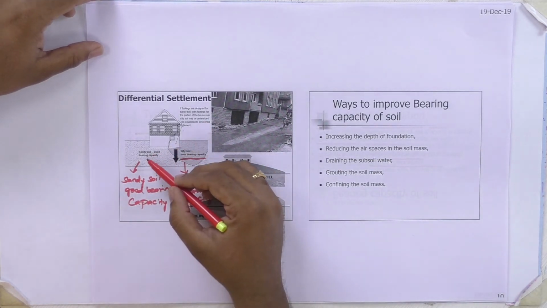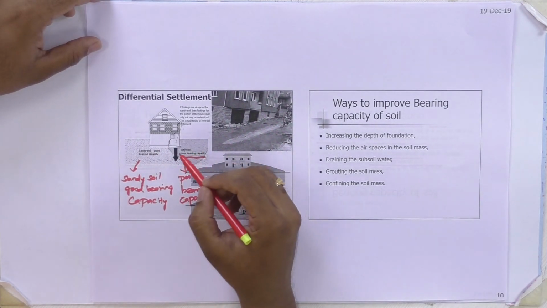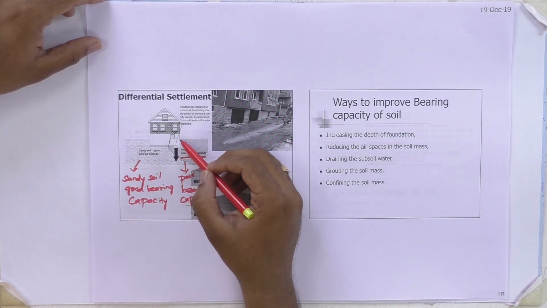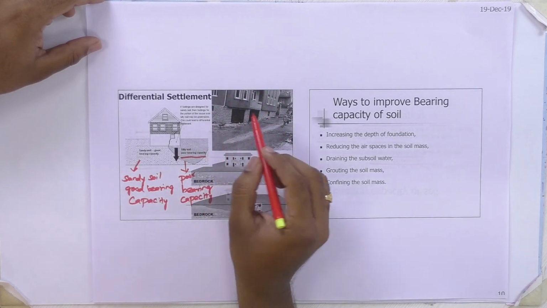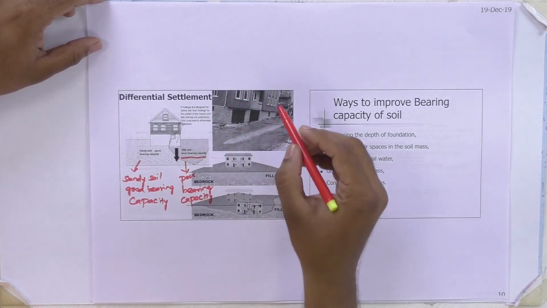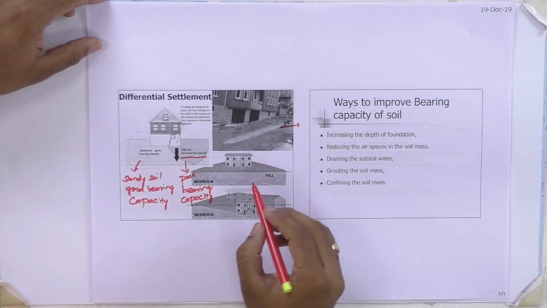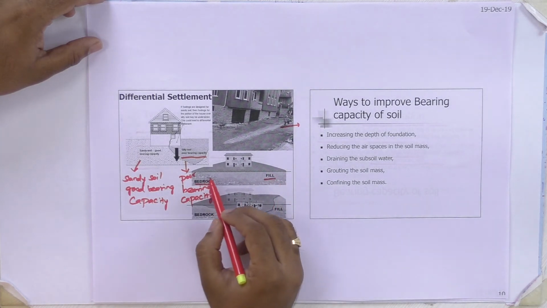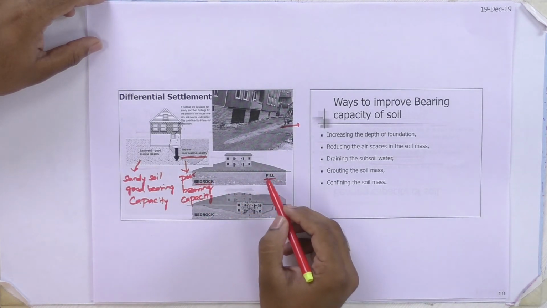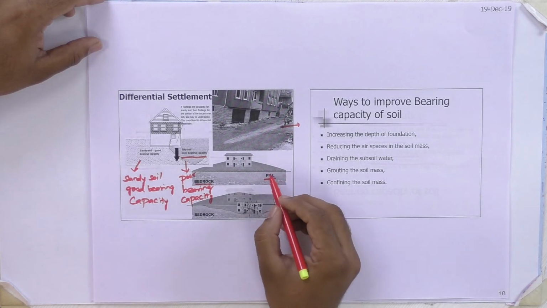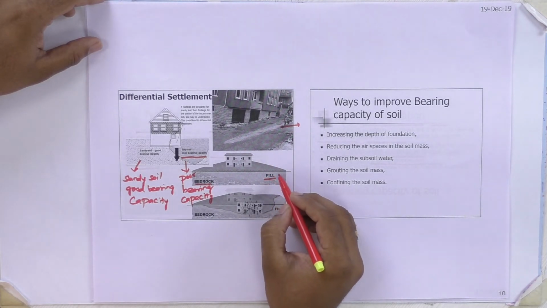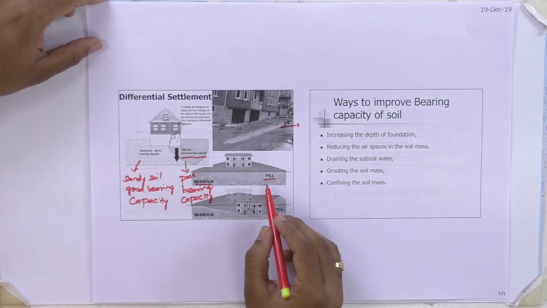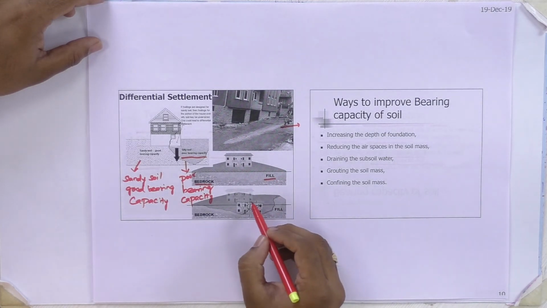See here, on sandy soil with good bearing capacity there is no differential settlement. In silty soil there is poor bearing capacity, so differential settlement occurs here. See these images also, here also differential settlement, and here. Bedrock means the existing layers, and this one is fill. Fill means artificially filled soil. We have to remove this type of artificially filled soil, because due to this filled soil, differential settlement will occur and the building may collapse.